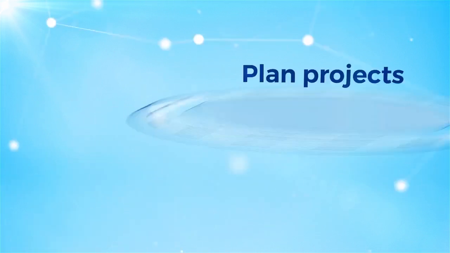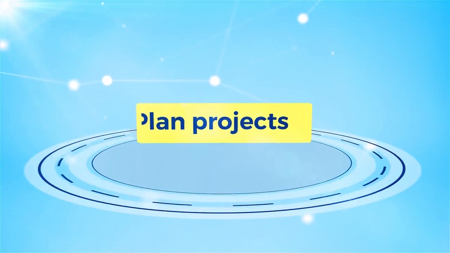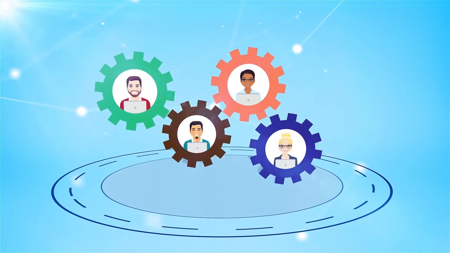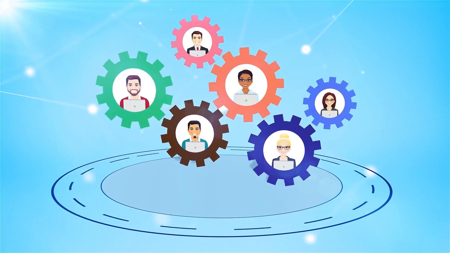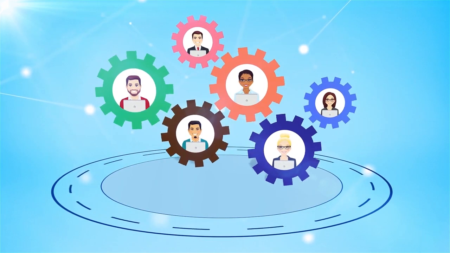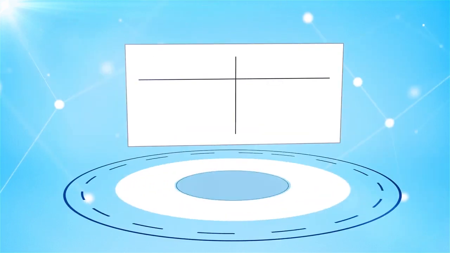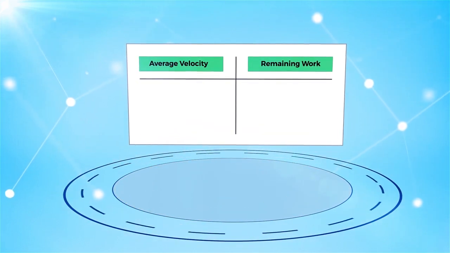Velocity can be used as a way to plan projects by understanding the capacity of the team, then using their current capacity as a predictor of future capacity. So we're using velocity to estimate how quickly a certain amount of work can be completed. Velocity is typically expressed in terms of points.